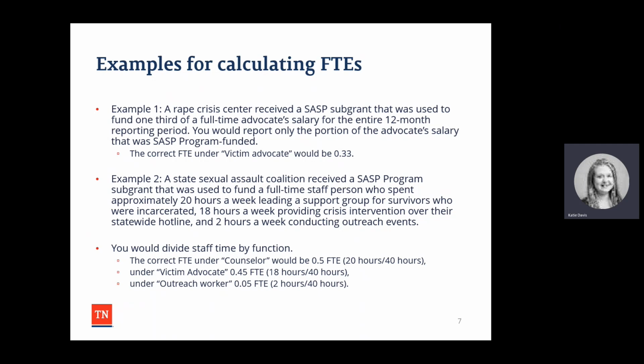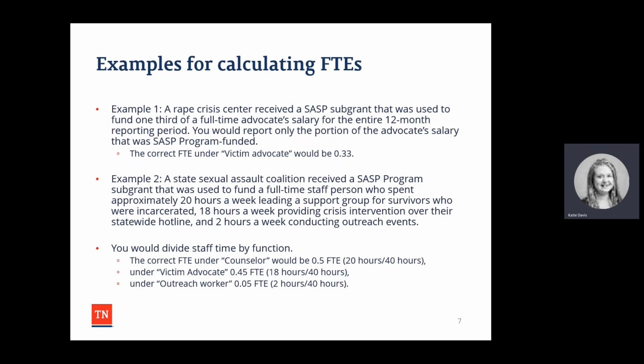A State Sexual Assault Coalition received a SASP grant used to fund a full-time staff person who spent approximately 20 hours a week leading a support group for survivors who were incarcerated, 18 hours a week providing crisis intervention over their statewide hotline, and 2 hours a week conducting outreach events. You would divide each staff time by function.